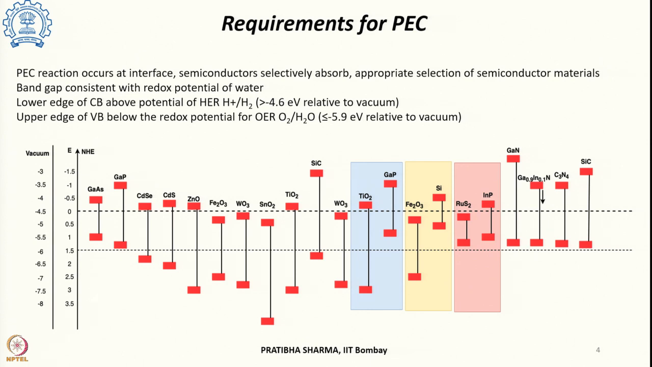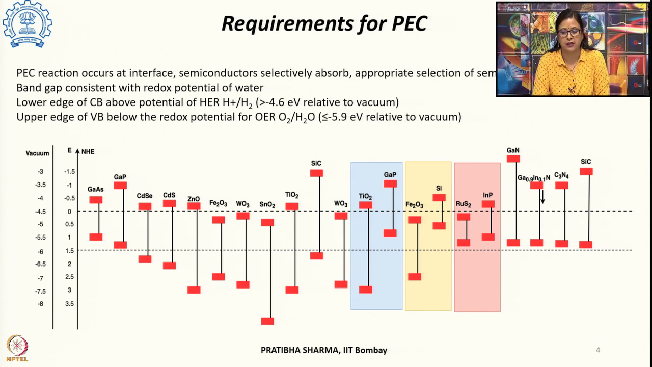But for the photoelectrochemical reaction to occur, the band gap is an important measure. So appropriate selection of semiconductor materials, such that the band gap matches with the redox potential of water, is very essential for the process to happen. And the requirement is that the lower edge of the conduction band should be above the potential of the hydrogen evolution reaction for this redox couple.